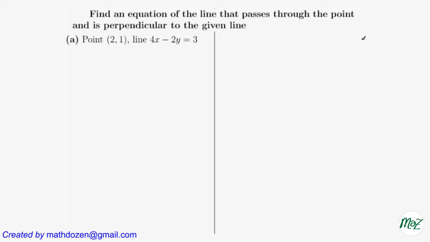What is remarkable about perpendicular lines? We know that the product of the slopes of perpendicular lines is exactly -1, or the slope of the line perpendicular to another line is the negative reciprocal of that given slope. And I will put it in this form.